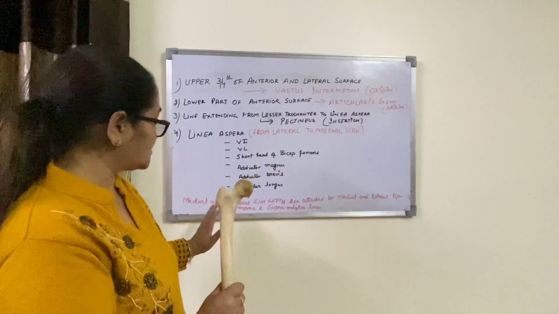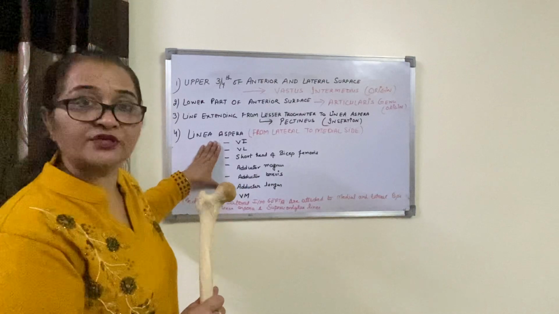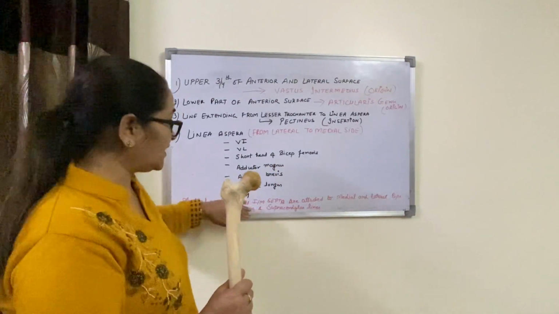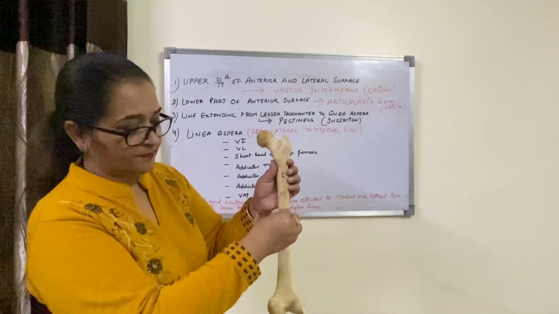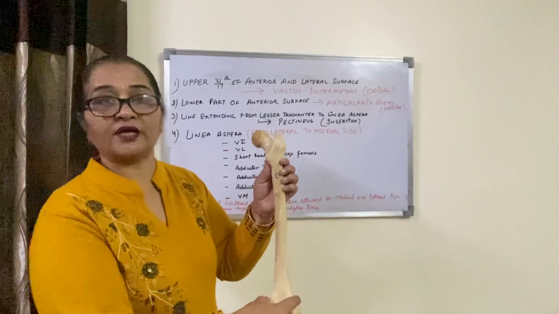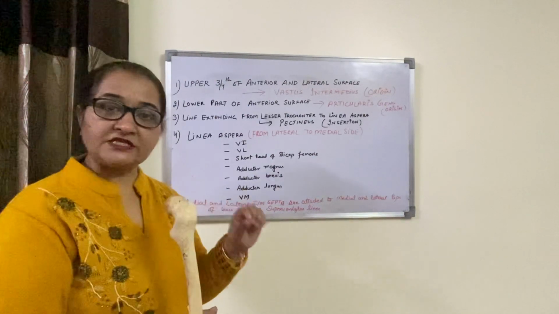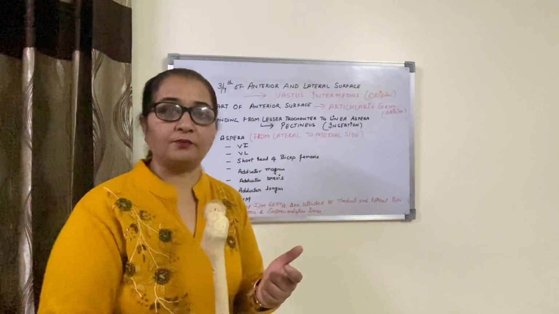So these are the attachments. Other important structures attached to the linea aspera are the medial and lateral intermuscular septa, extending downward up to the supracondylar lines. These intermuscular septa basically divide the thigh into different compartments.